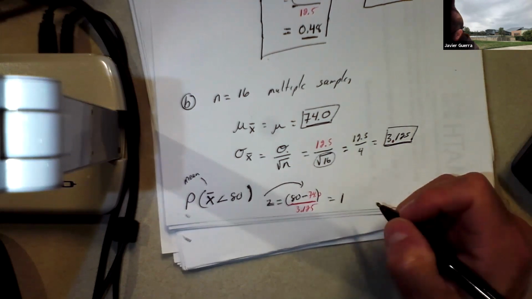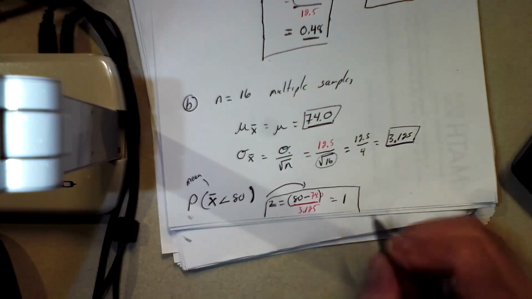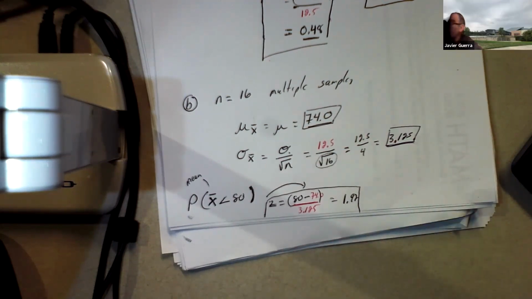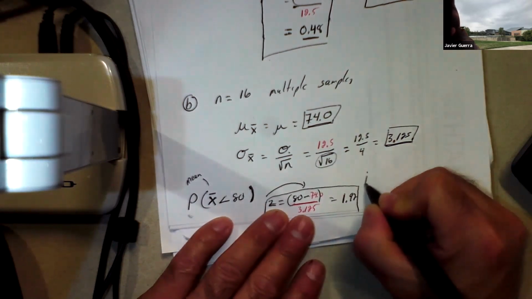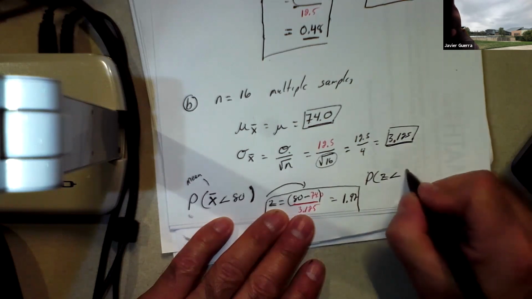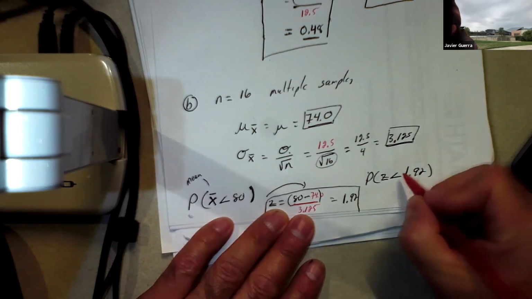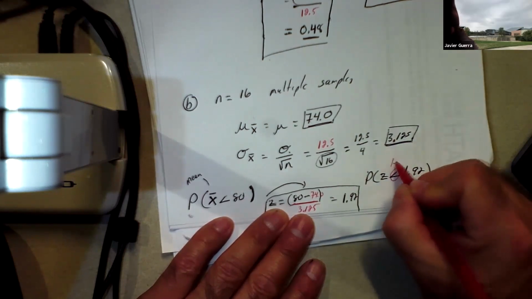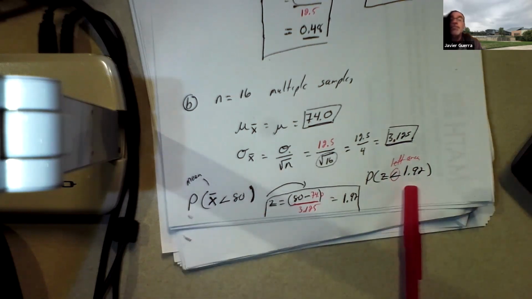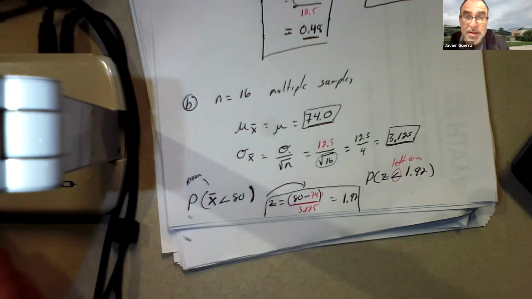Tell me what you got. 1.92. Yeah. 1.92. That's exactly what I got. So now we're gonna find the probability that our Z is less than 1.92. I know less than means left area. And so I'm gonna go in and plug in 1.92 into StatDisk and find the left area.